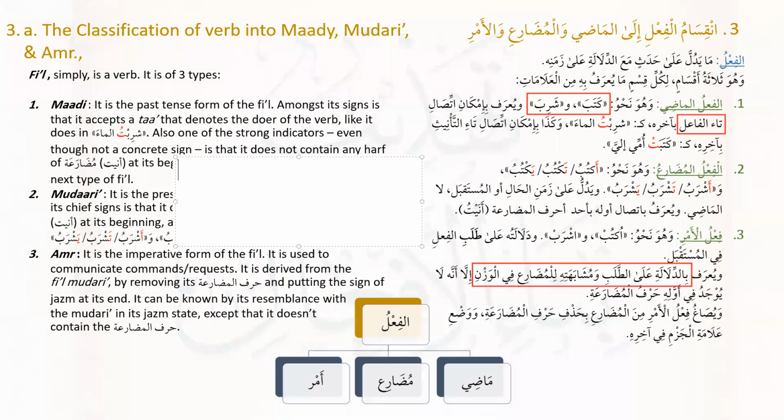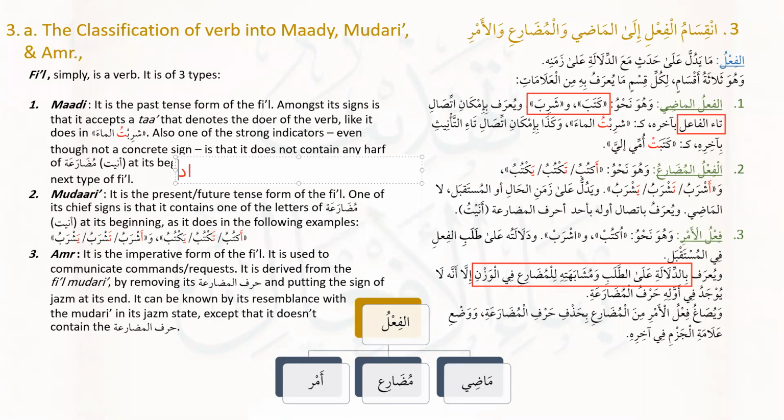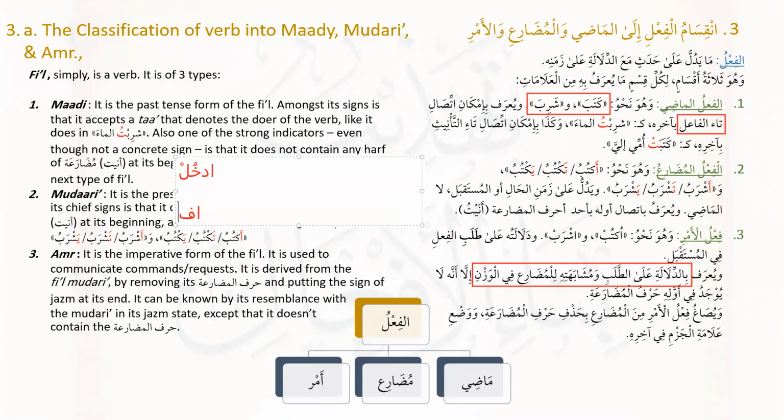One example with a dhamma and one example with the fatha and one with the kasra. So just remember these three examples. ادخل, افتح, Allah understand, افتح, and انزل.